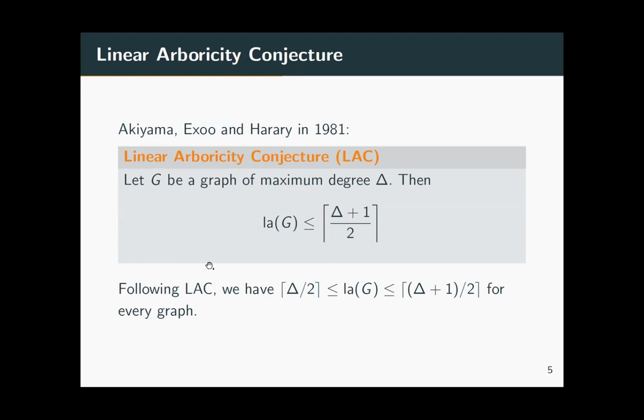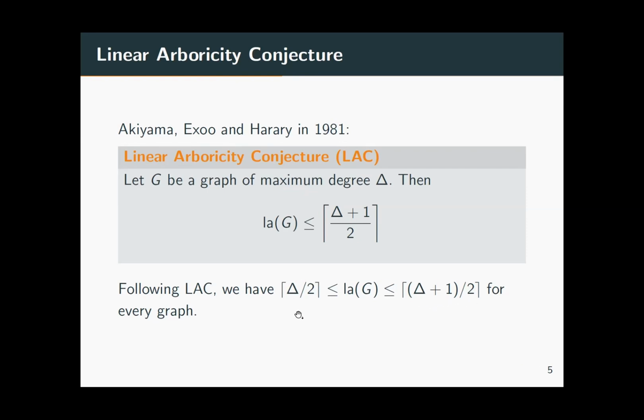So if this is true, we can see that the linear arboricity of any graph G is within a very small range, right? It is greater than or equal to ceiling of delta over 2 and less than or equal to ceiling of (delta plus 1) over 2.